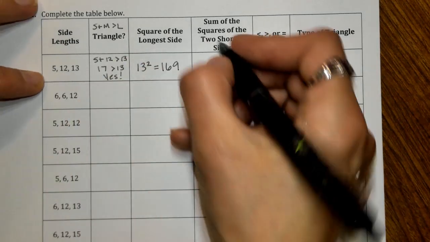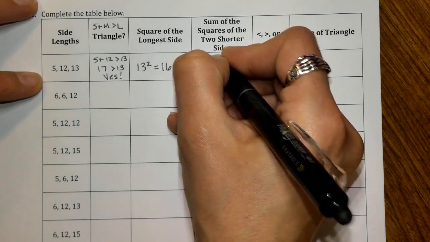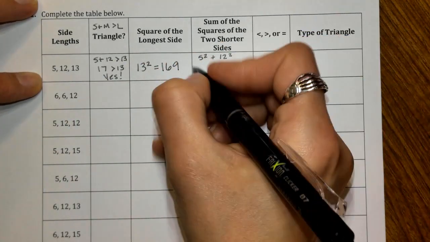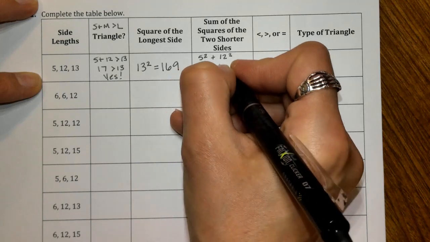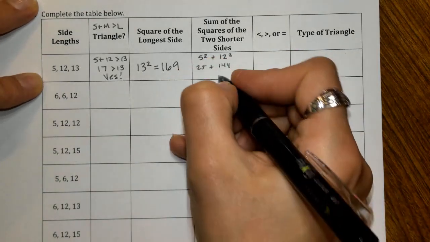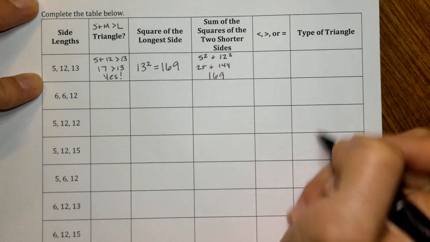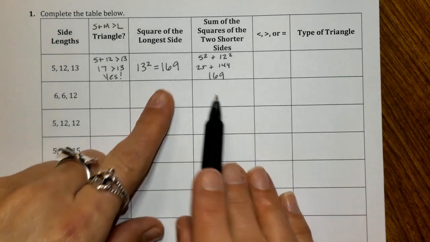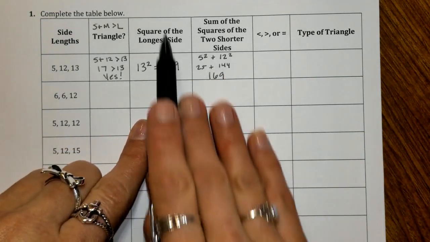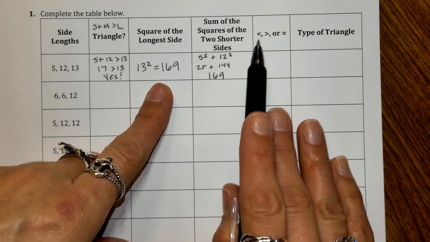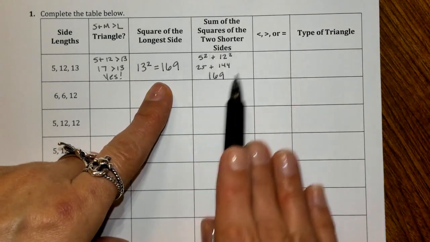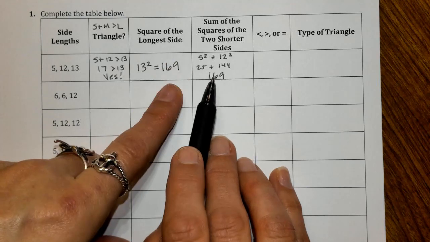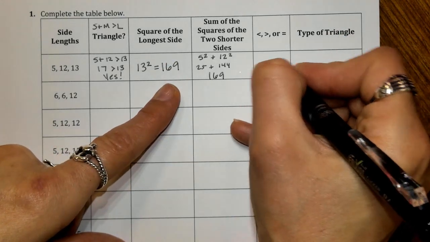So we'll take the other two sides, 5 squared plus 12 squared. We'll find out this is 25 plus 144. This will give us 169. Now we can look at these two and say, is the square of the longest side less than, greater than, or equal to the sum? And we're going to compare these, seeing we're going to end up being equal.